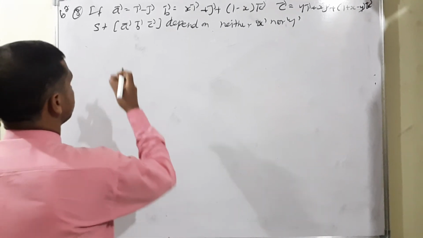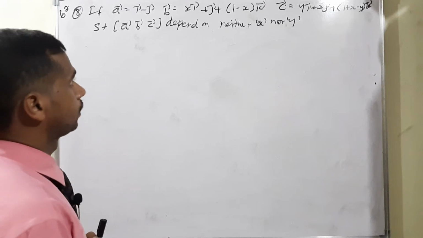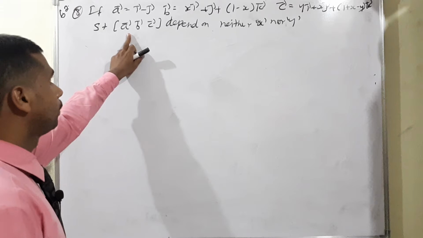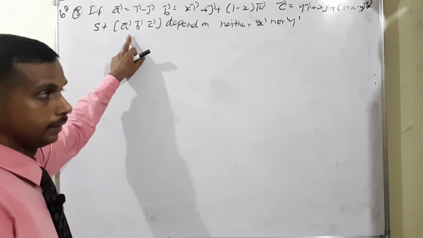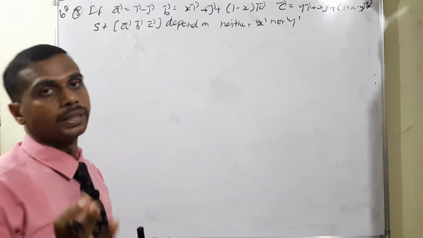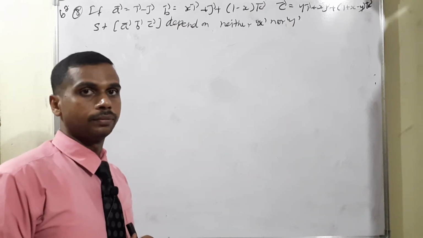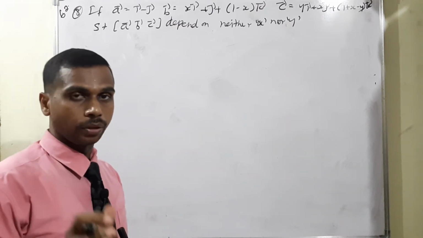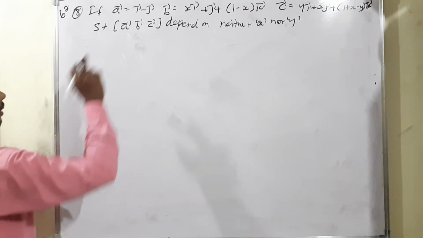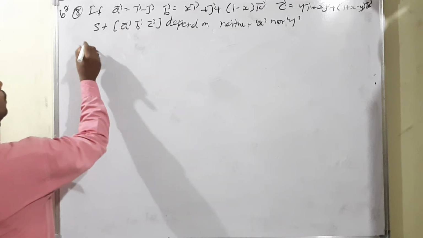Question number 8. Vectors A, B, C, three terms are given. Show that the scalar triple product of A, B, C gives one answer, and that answer is independent of x and y. It does not depend on x, or x square, or y, or y square. So let me check what answer we will get.